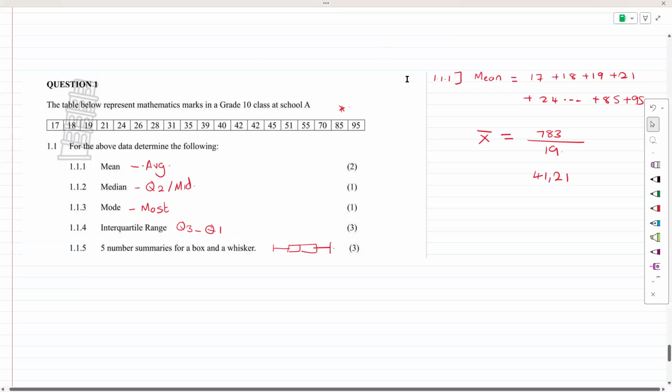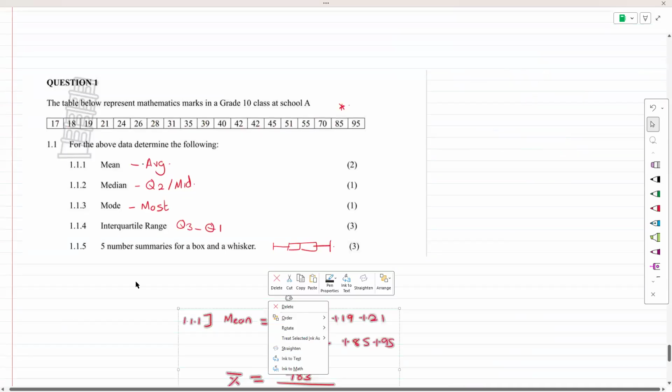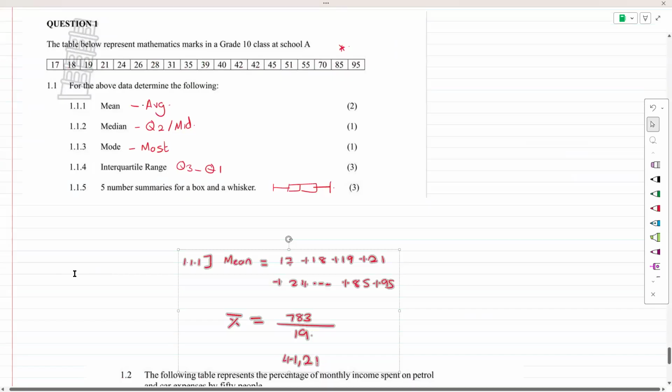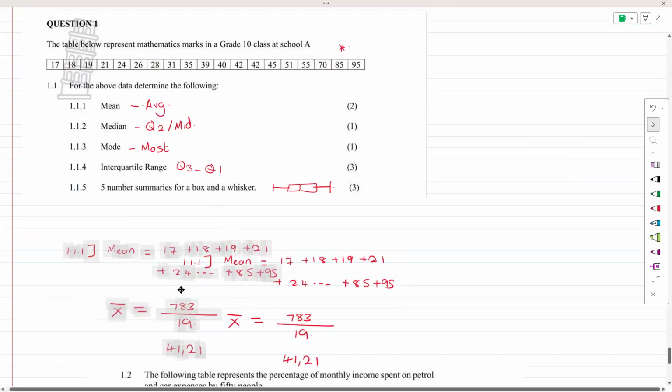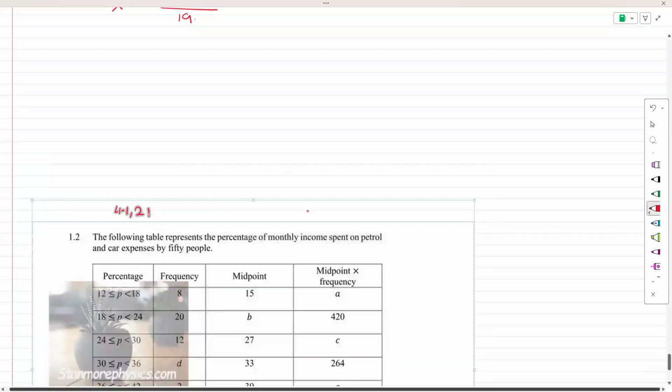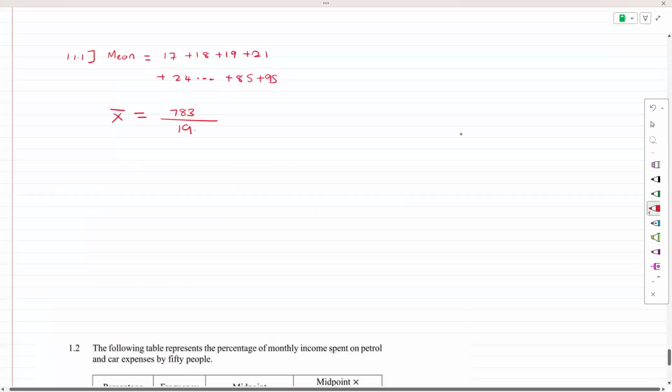Now, guys, the mean is basically just the average. You know your grade average you get in your report with the scores? That's what the mean is. They took the mean of your grade and they put it there as grade average. So if there's 50 of you in the school or 50 of you in the grade, they'll take all your marks, add it together, and divide it by 50, just to see what your grade got. But that's 41.21.